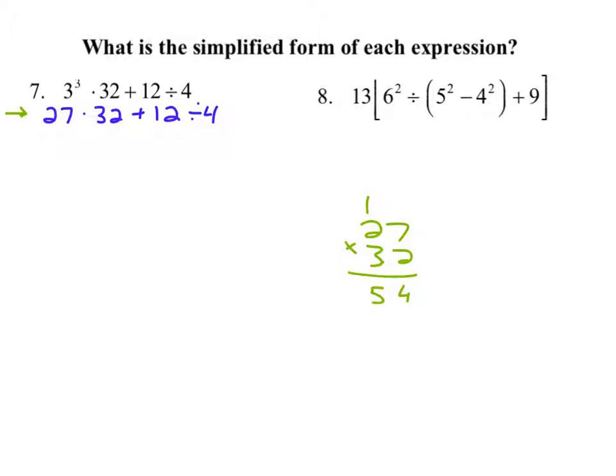14, carry the 1, 2 times 2 is 4, plus 1 is 5. And then a 0 placeholder. 3 times 7 is 21, carry the 2. 3 times 2 is 6, plus 2 is 8. Notice I wrote over the 1 because we used it on the last step, not on this step. So I don't need it anymore. 6, and I get 864. And I write everything else exactly the same. Okay?